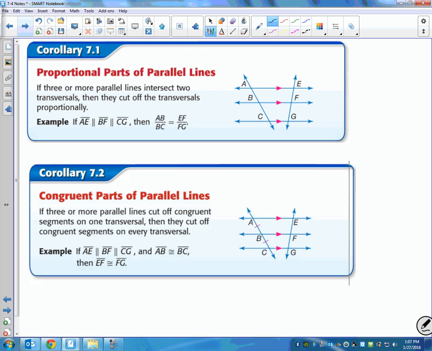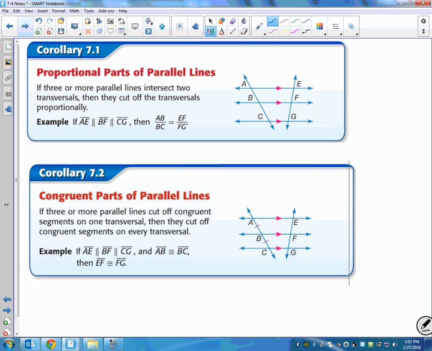A couple more theorems. Proportional parts of parallel lines. That's a mouthful, right? Say that straight like that. Proportional parts of parallel lines. If three or more parallel lines intersect two transversals, they cut off the transversals proportionally. Basically, the same idea with the triangles applies here.